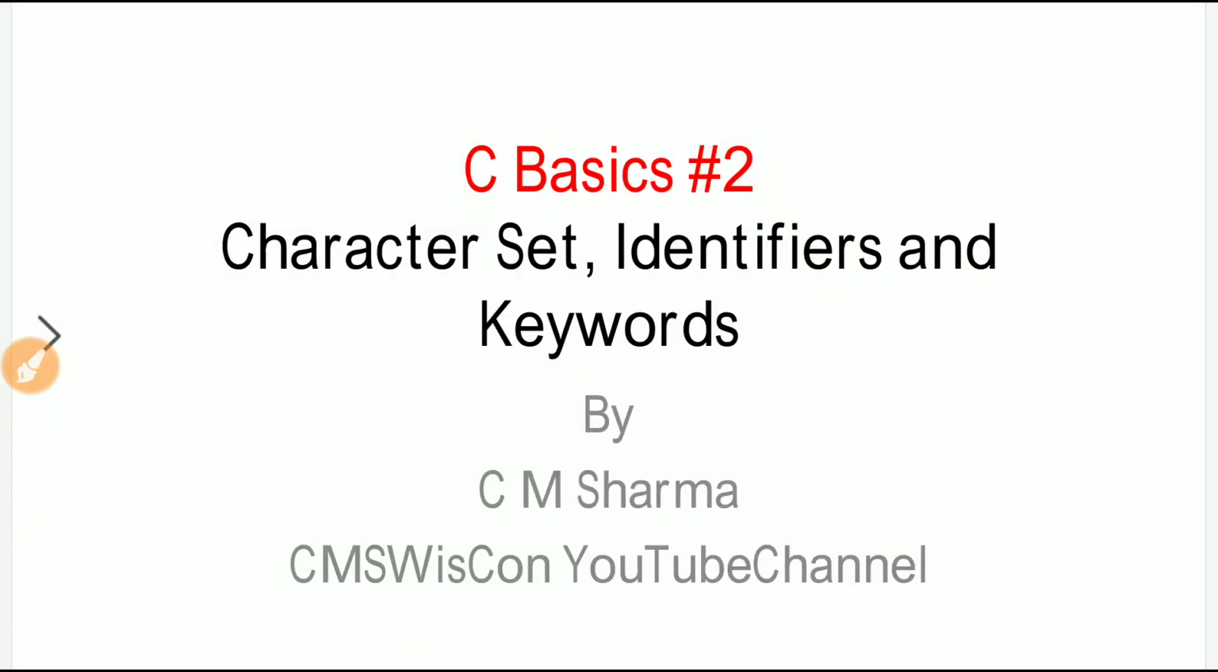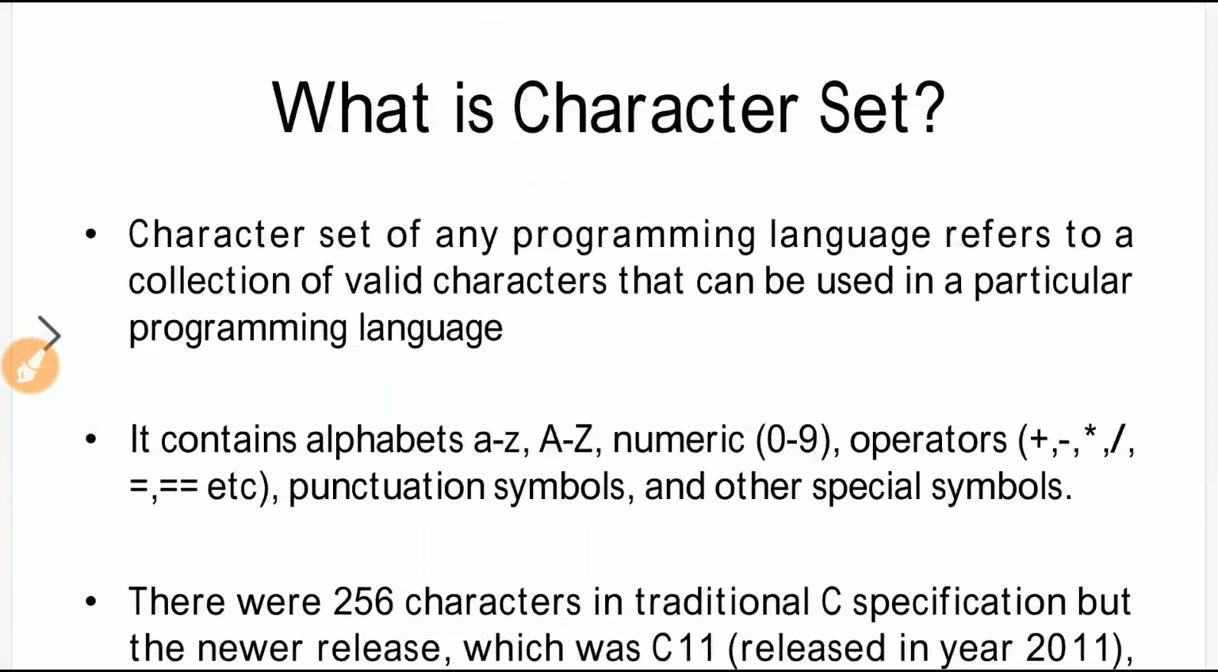Hello, in this video we are gonna learn the character set, identifiers and keywords in C programming language. So what is a character set? Character set of any programming language refers to a collection of valid characters that can be used in a particular programming language. It can contain alphabets, small and capital both, numeric values 0 to 9. So these all are the valid character set elements, and it has operators.